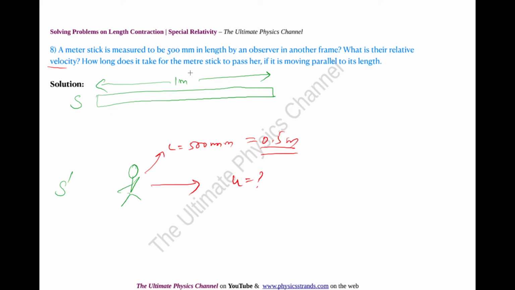How long does it take for the meter stick to pass by her? She is standing here as observer in S prime. How long does it take for the meter stick to pass by her if it is moving parallel to its length in this direction? So either you can assume that S prime is moving with respect to the meter stick, or meter stick is moving with respect to S prime. There is relative motion, and that velocity is to be found out now, right?